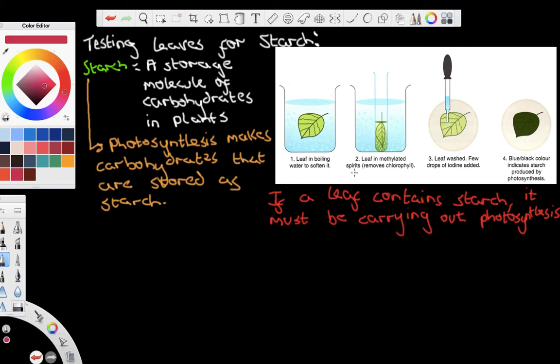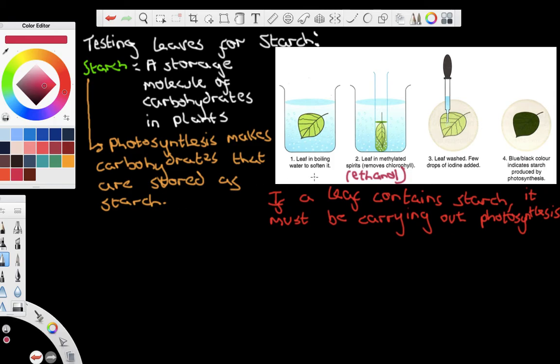So we can put here ethanol. We can then add some drops of iodine to the leaf once we've put it in the ethanol, and then if it goes blue or black, it indicates that starch is present. Remember, we tested for starch in food tests back in B3.